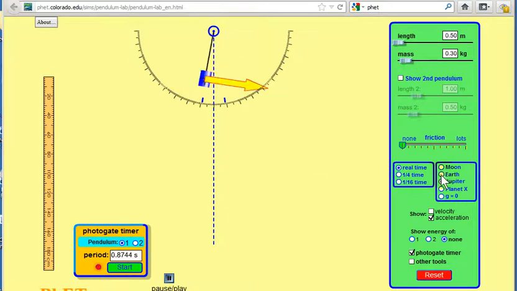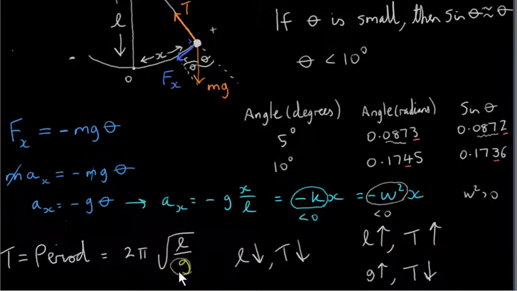Let's decrease G back to Earth's value again. And if we decrease G, the period goes up. So now it's gone back up to 1.42. So decreasing G will increase the period, of course. Make this number smaller, make the denominator smaller, T gets bigger.